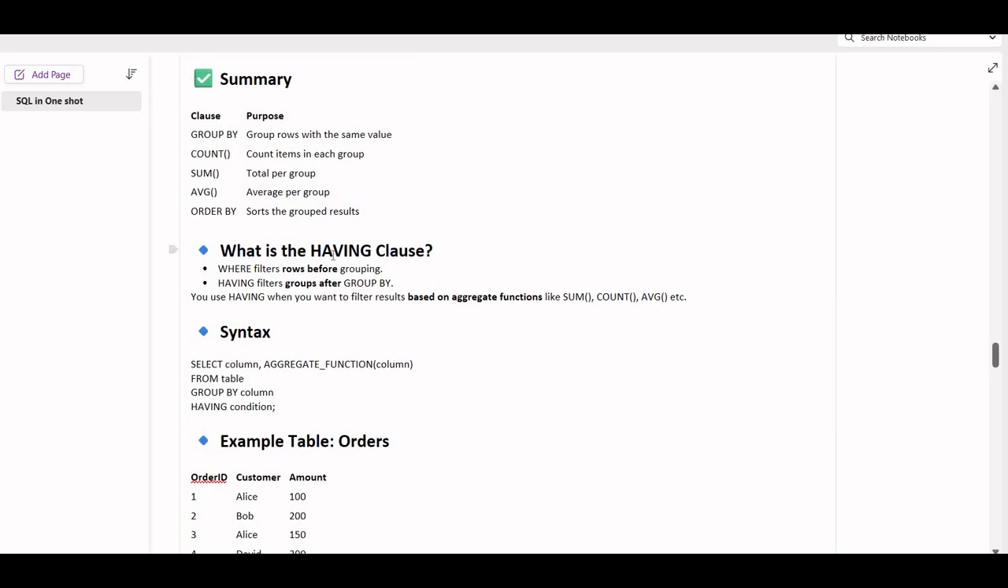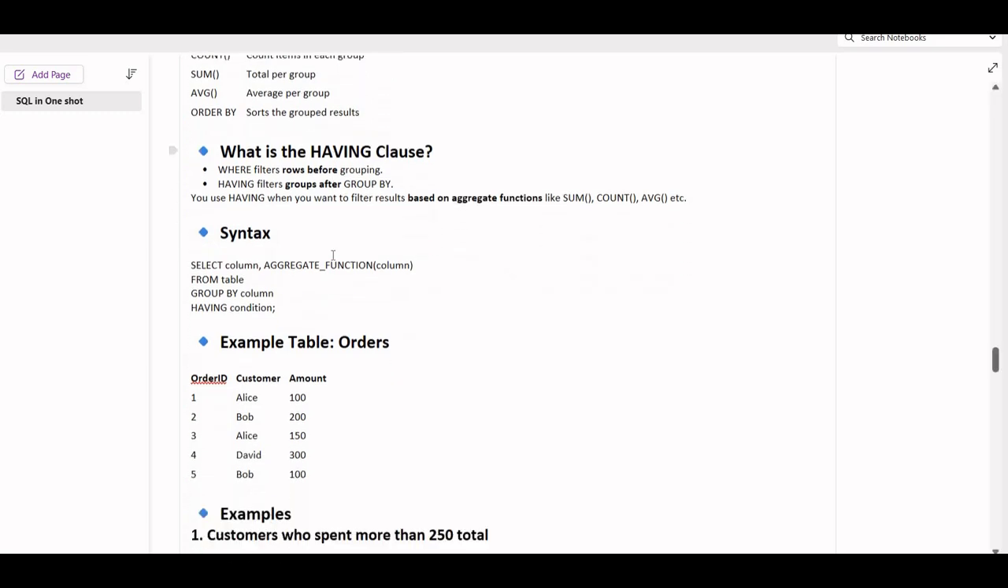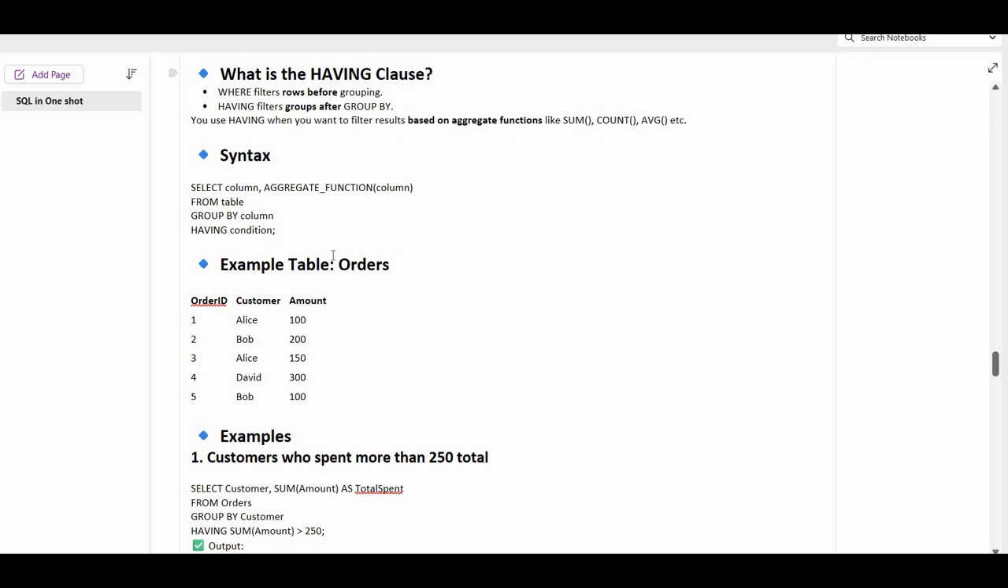We'll just see the summary of all the group by, all the aggregations, all the order by. Group by basically groups the rows with the same value. Count means count items in each group. Sum does the total. Average does an average. Order by basically sorts the grouped results. Okay. Next, the most important is the having clause.